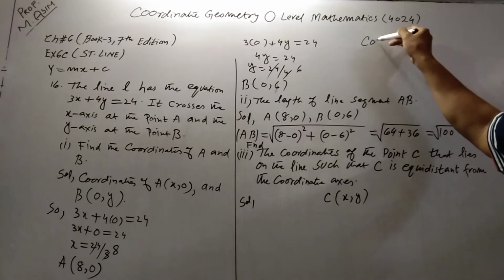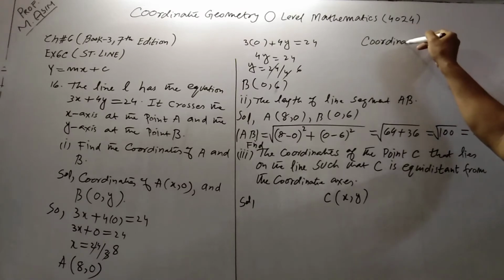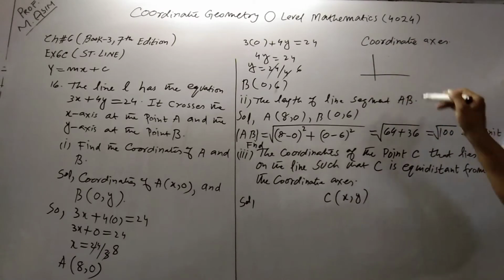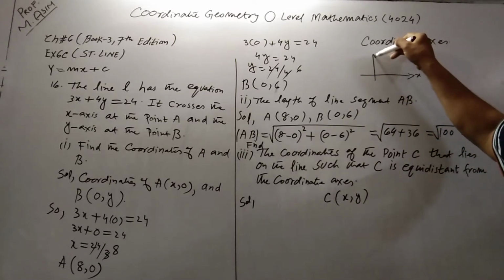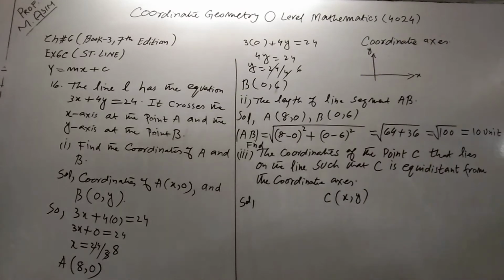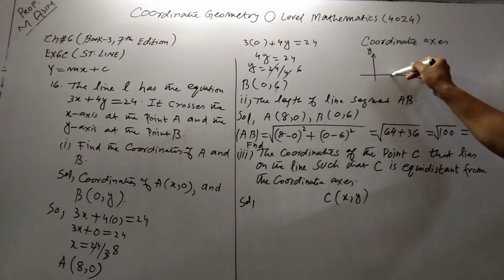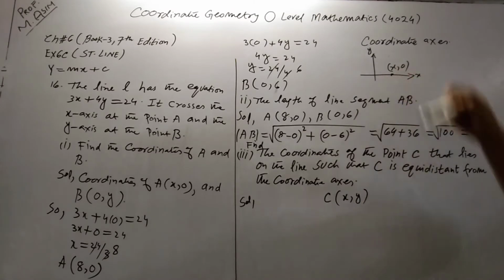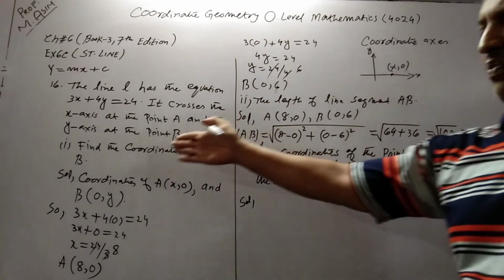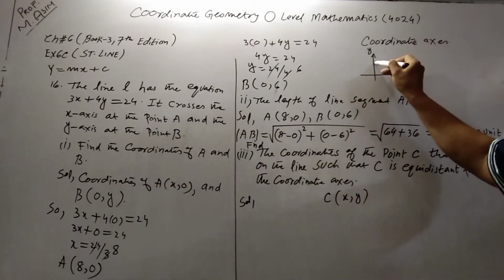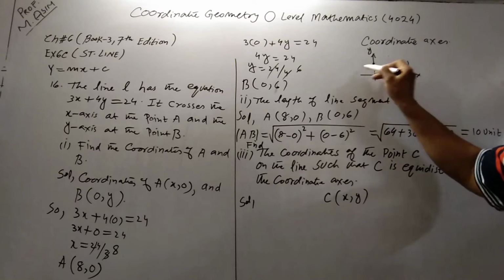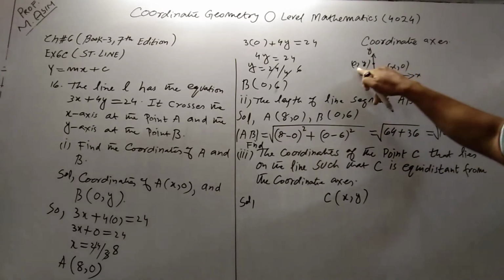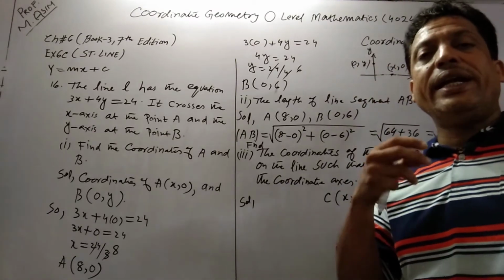See this word, coordinate axis. Coordinate axis means if this one is x and this one is y. So if we take any point on x-axis, the value of this point is x, 0, as we see in part 1. And if we take any point on y-axis, the value of this point must be 0, y. So this x, 0 and 0, y are called the coordinate axis.